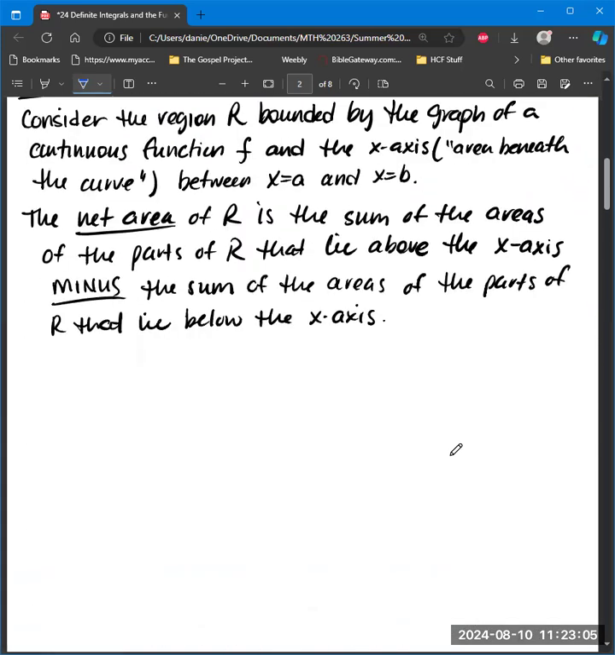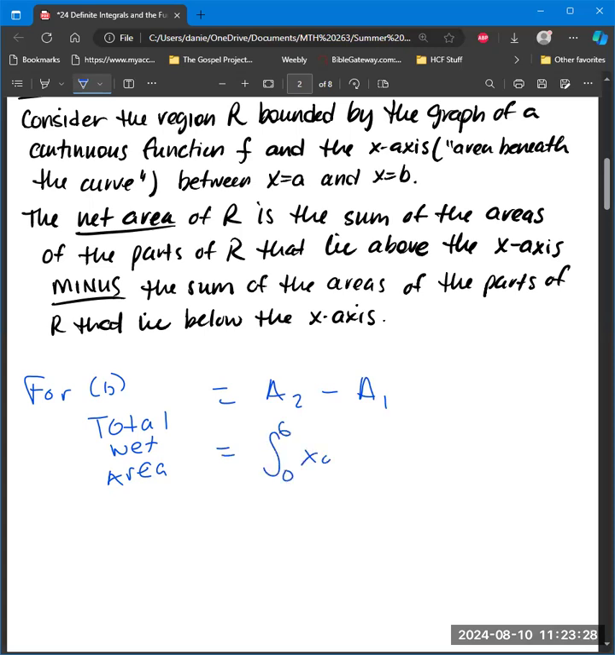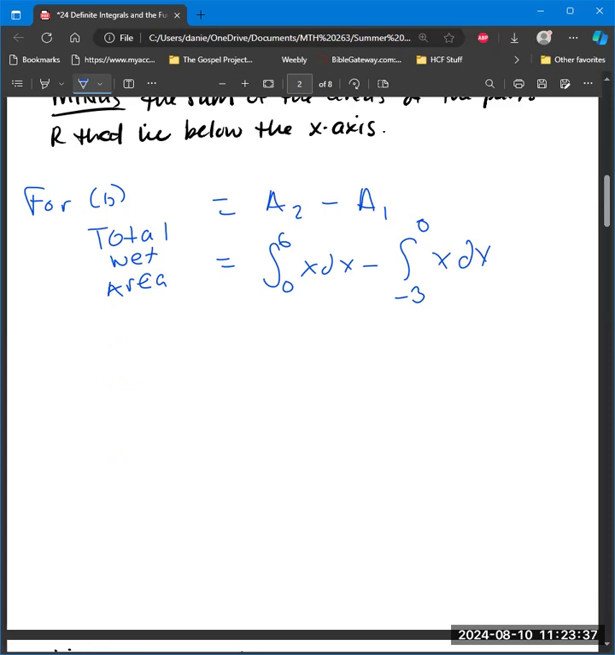That will give us our net area here. So for part B, above, the total net area is equal to A2 minus A1, which is going to be equal to the integral from 0 to 6 of x dx minus the integral from -3 to 0 of x dx. And we'll solve those integrals in a little bit here.